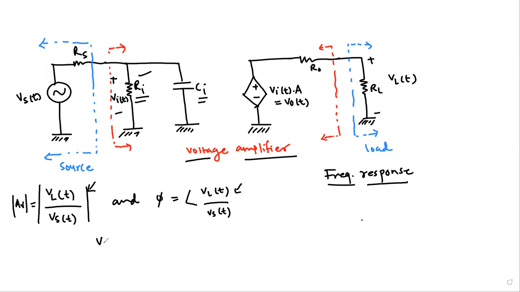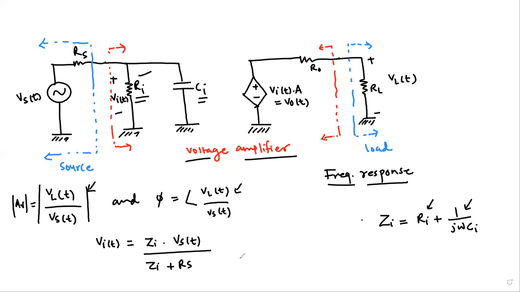We have to understand that Vi of t can be written as follows. Ri and Ci can be written as Zi, which is Ri in series with 1 by j omega Ci, the input impedance of the capacitance plus the resistance of the resistor. All right, so Zi times Vs of t divided by Zi plus Rs. Okay, and then this can be simplified further as Vi of t divided by Vs of t, which is Zi over Zi plus Rs. Okay, we know that if the source impedance Rs is 0, essentially Vi of t is equal to Vs of t.